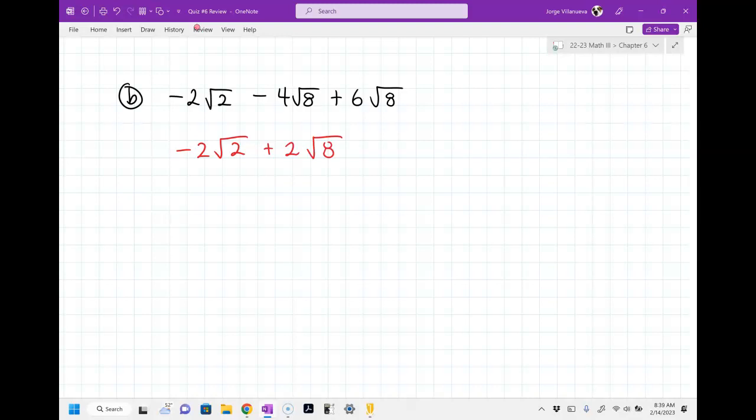Okay? Now at this point you got to ask yourself, these are not like radicals, so can I make them like radicals? So I look at the first one, 2 square root of 2. I can't do anything with the square root of 2, but the 2 square root of 8, I can break down 8 into a 4 times a 2. So let me write that out. Negative 2 square root of 2 plus 2 square root of 4 times 2.